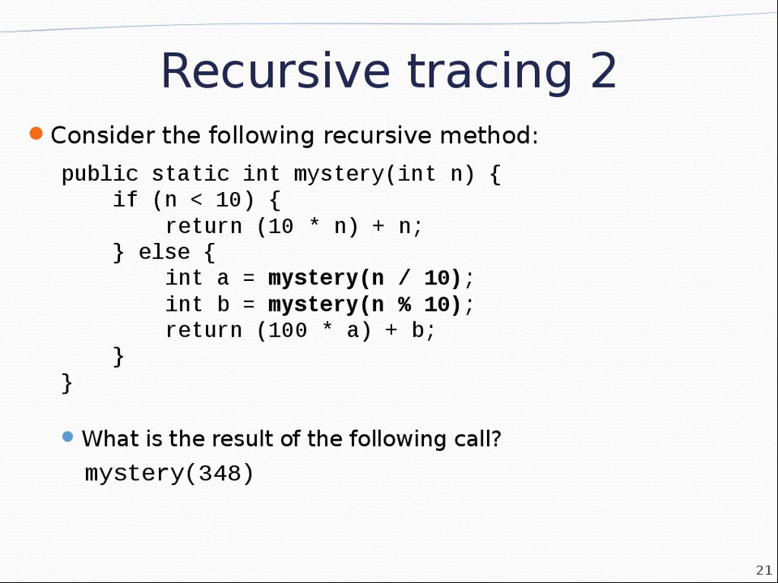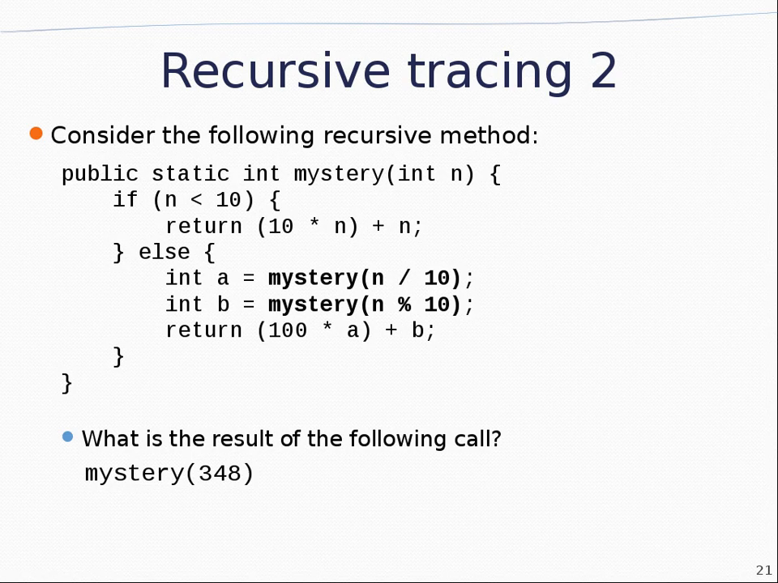And A equals mystery of n divided by 10, all right. And B equals mystery of n mod 10, and then we're going to return, what are we returning? Wow, 100 times A plus B.